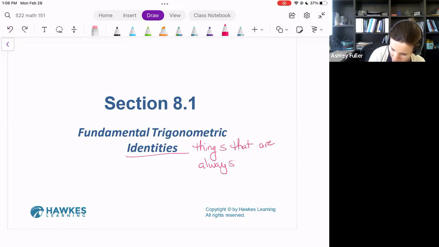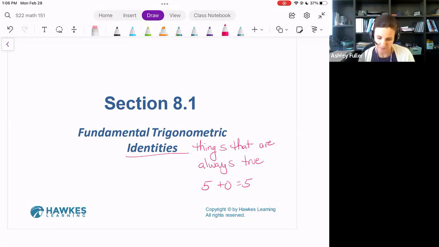For example, the additive identity 5 plus 0 equals 5, that's always true. This is compared to something that's conditional, such as an equation 3x minus 5 equals 12. It's conditional on x being a certain value.